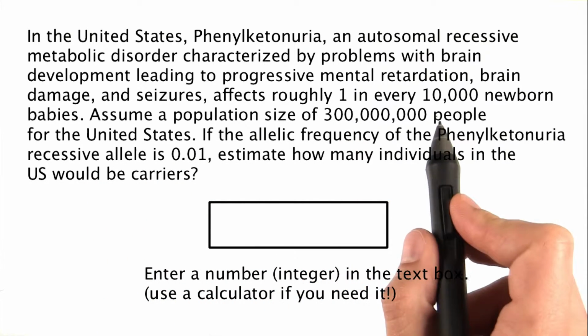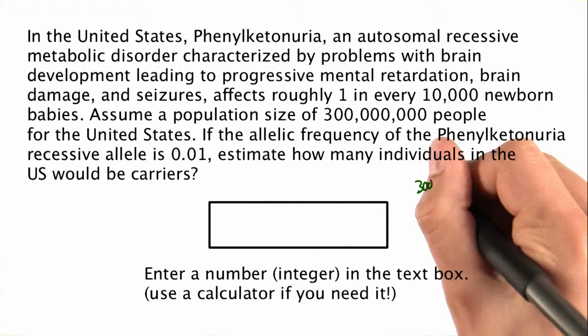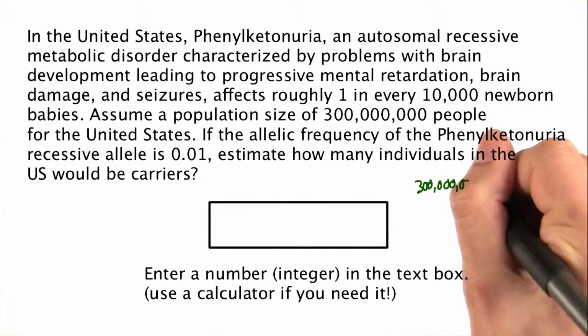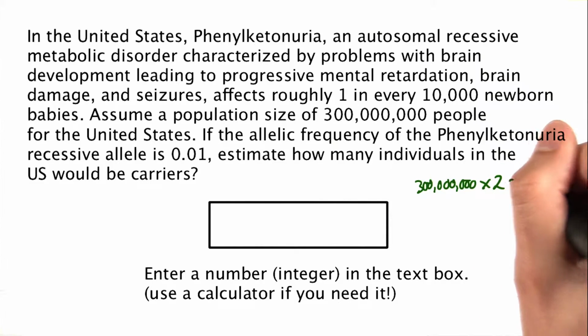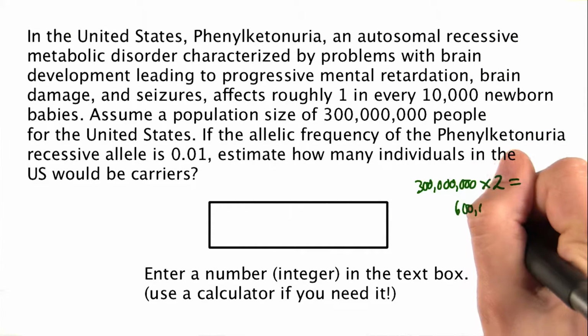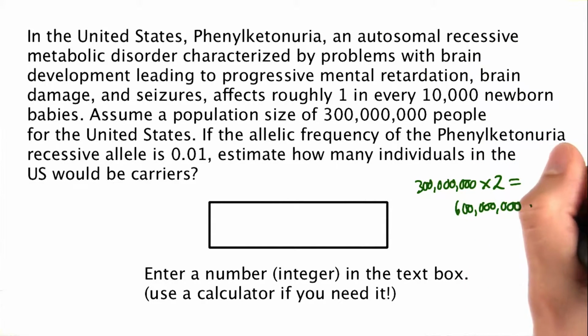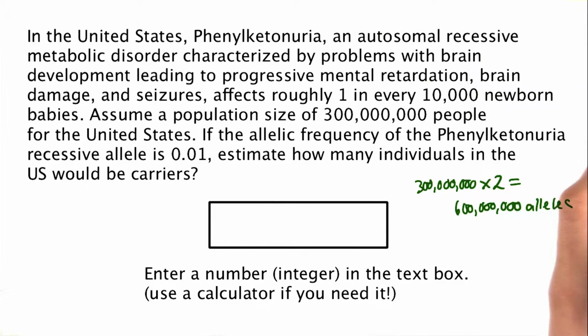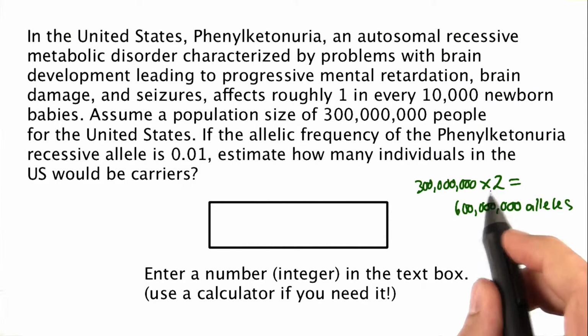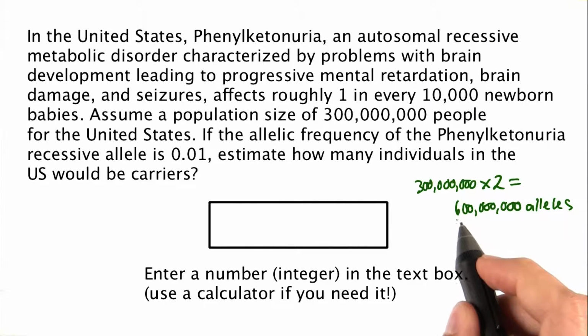So we've got 300,000 people. So if we have 300,000 people, right? Or sorry, not 300,000, but 300 million people. How many alleles is that? That's a total of 600 million alleles. Remember, everybody has 2 copies of every gene, so 2 alleles. That's 2 times 300 million people is 600 million alleles.